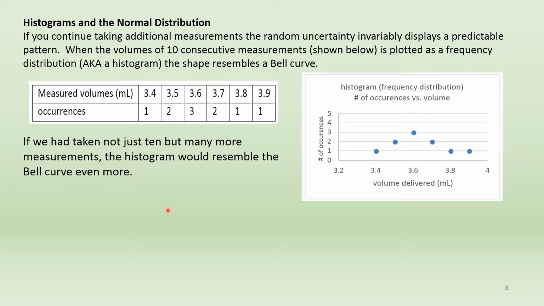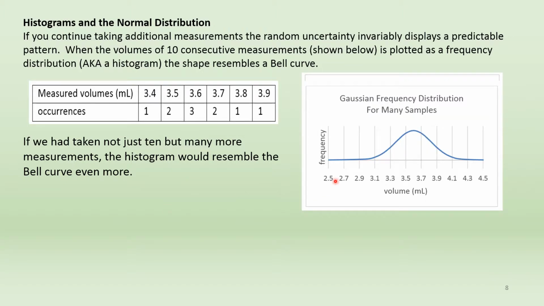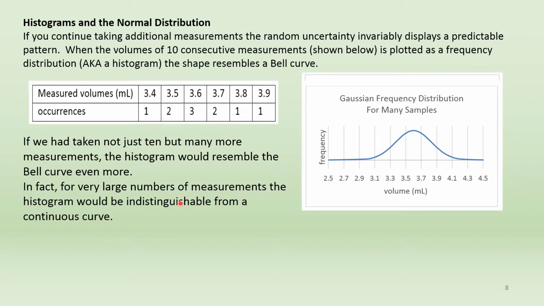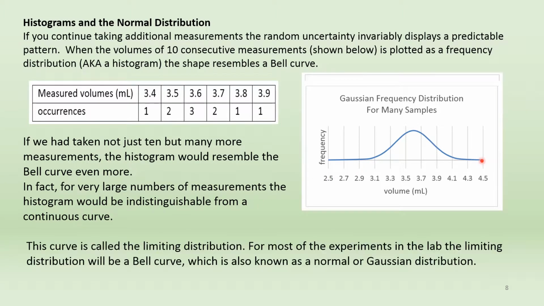If we had not taken just 10 but many more measurements, the histogram would resemble the bell curve even more. It would start to look continuous in this fashion. In fact, for very large numbers of measurements, the histogram would be indistinguishable from a continuous curve. This curve is called the limiting distribution, and for most of the experiments in the lab, the limiting distribution will be a bell curve, which is also known as the normal curve or Gaussian distribution.